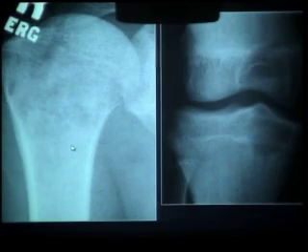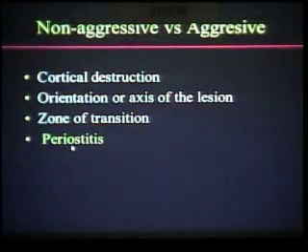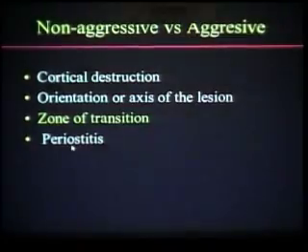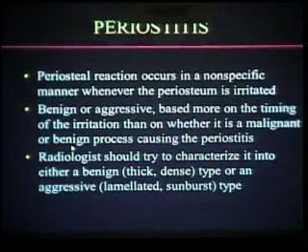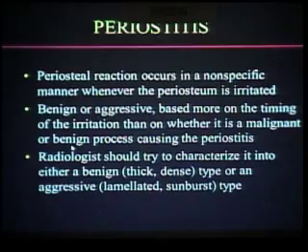Periosteal reaction. This is also very important. It's not as important as the margins of the lesion, but it's also important. So periosteal reaction is a non-specific change in the periosteum after irritation of the periosteum. If you have trauma, you may have some periosteal reaction. If you have infection, you may have periosteal reaction, okay? If you have a fracture, you have periosteal reaction, and we call it a callus, right?